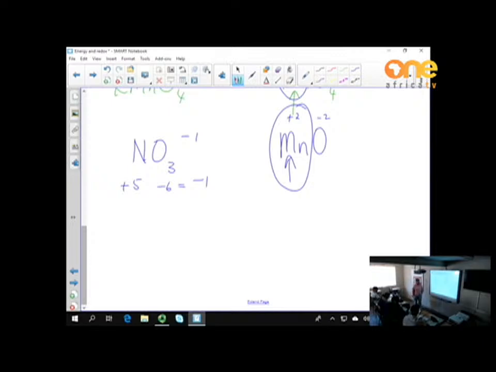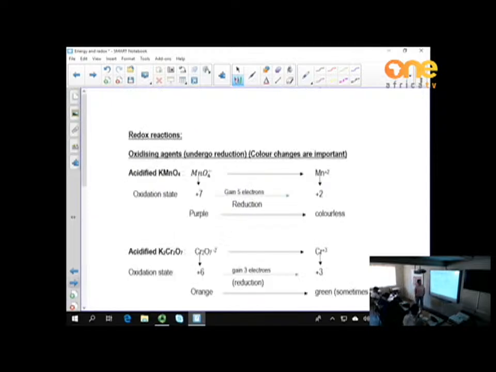Following me? All right. If I have nitrogen dioxide, what's the oxidation state? +4. Okay? If I have dinitrogen oxide, what's the oxidation state? Yes, oxygen is -2. Nitrogen would be +1, because I have 2 of them, it will give me +2. Okay, are you okay with the oxidation states? All right, we can carry on.